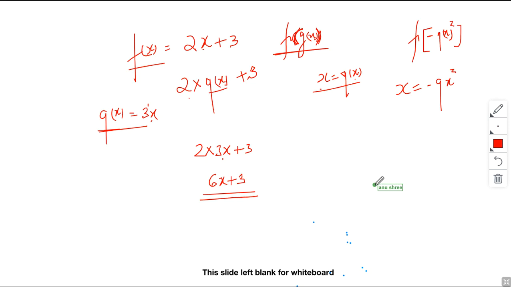You usually get told what g(x) is? g(x) is given in the question. Like these two functions are given in the question: f(x) is this and g(x) is this. Okay? Is this clear? Kind of. Okay, so you just see this question and solve this one.